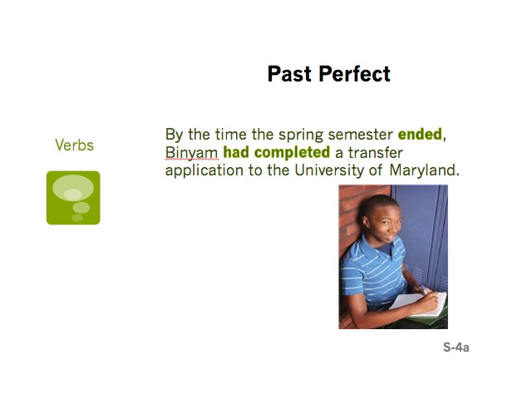The activity that happened first, or earlier in time, completion of the transfer application, gets the past perfect. The event that happened second, or later in time, the end of the spring semester, gets the simple past tense. The past perfect tense is often accompanied by the signal phrase, by the time, as in this example.